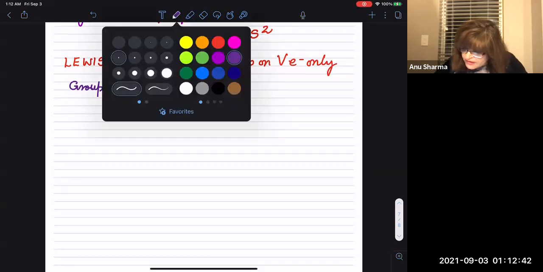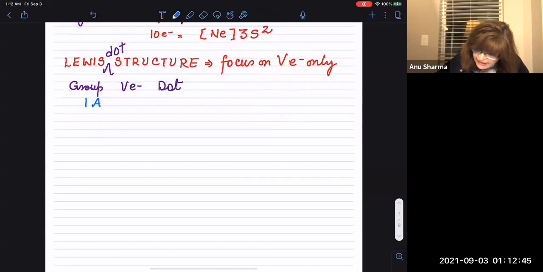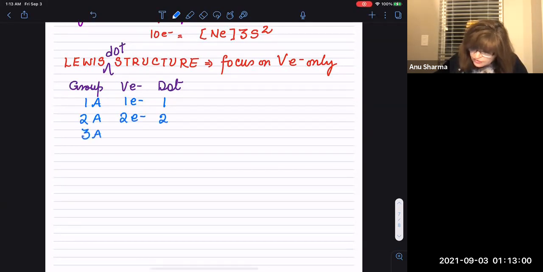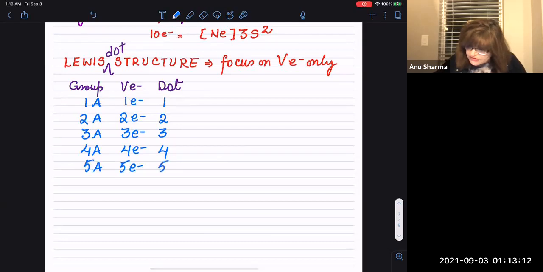Whatever the group number is: group 1A, 1 valence electron, only 1 dot. 2A, 2 valence electrons, 2 dots. 3A, 3 valence electrons, 3 dots. 4A, 4 valence electrons, 4 dots. 5A, 5 valence electrons, and 5 dots. 6A, 6 valence electrons, 6 dots. 7A, 7 valence electrons, 7 dots. 8A, 8 valence electrons, and 8 dots.